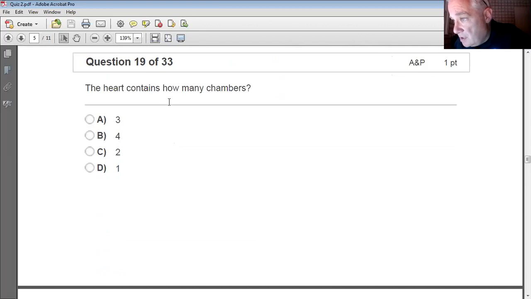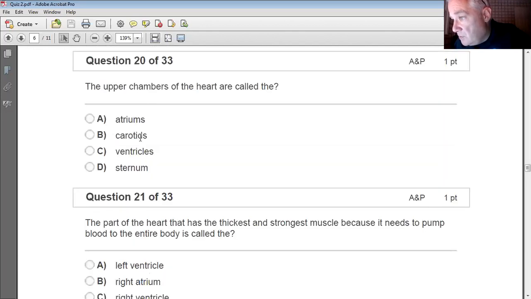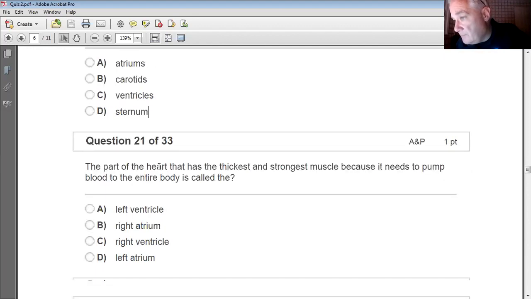Okay, the heart contains how many chambers? I think everybody at this point knows there's 4 chambers: 2 atriums, 2 ventricles. So right atrium, right ventricle, left atrium, left ventricle. The upper chambers of the heart are called atriums. Carotids are the pulses in the side of your neck. The ventricles are the lower chambers of your heart. And the sternum, again, is the breastbone where we put our hands for CPR.